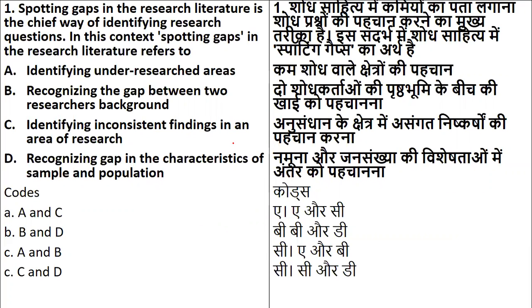Spotting gaps in research literature is a chief way of identifying research questions. In this context, spotting gaps in the literature refers to what? Is it identifying under-researched areas, recognizing the gap between two researchers' backgrounds, identifying inconsistent findings in the area of research, or recognizing the gap in the characteristics of sample and population? So which two options indicate that there is a spotting gap in research?